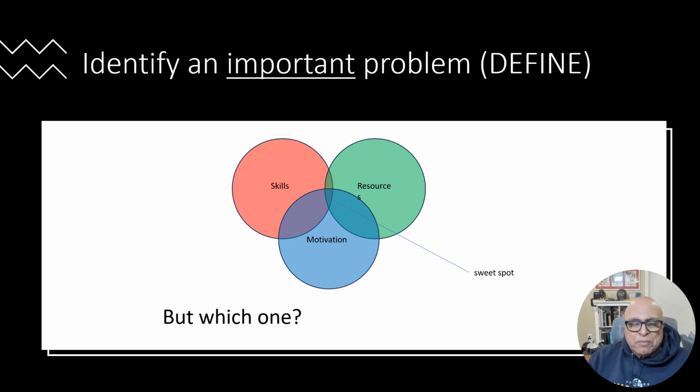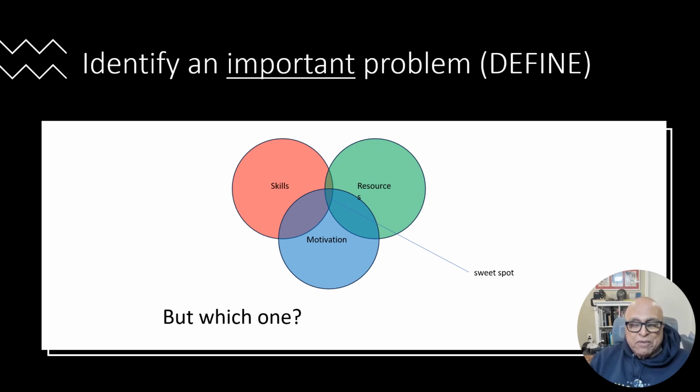But which problem do you solve? Again, there are lots of potential things to work on in a community. And what I would suggest is that you have certain skills, you're motivated by certain things, you have certain resources available to you. And at the intersection of those skills, that motivation, and resources that you have available is something that I would call the sweet spot. And you want to choose to work on a problem that exists in that sweet spot.